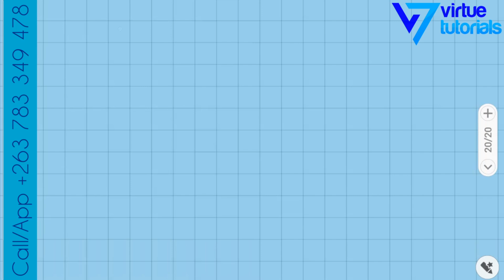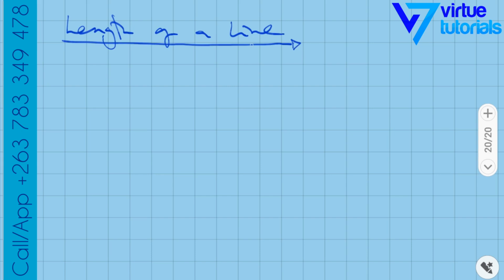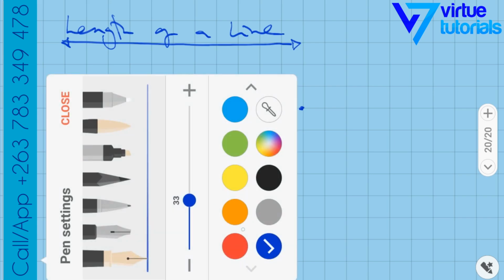Okay, in some situations, you may be interested in finding the length of a line. So we have a line on the Cartesian plane, and we want to know how long it is. Let's say the line starts from this first point and stretches all the way to that point there. So we have a line in between those 2 points.